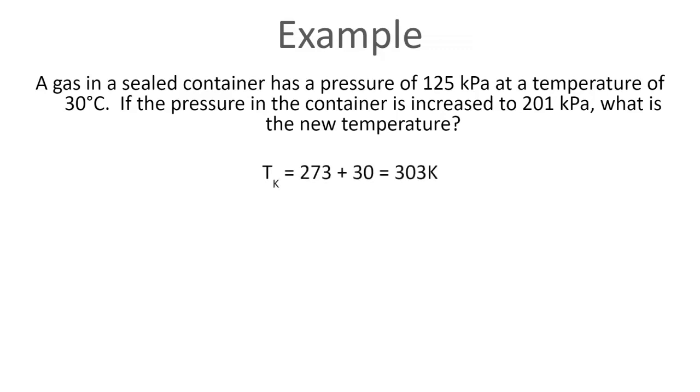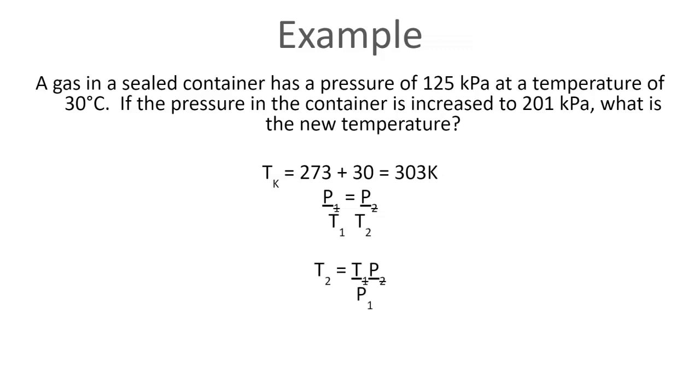Remember, to convert a temperature in Celsius to Kelvin, we just add 273. Our initial temperature is 30 degrees Celsius, so 30 plus 273 is 303 Kelvin. That is the value that we plug into these gas laws.